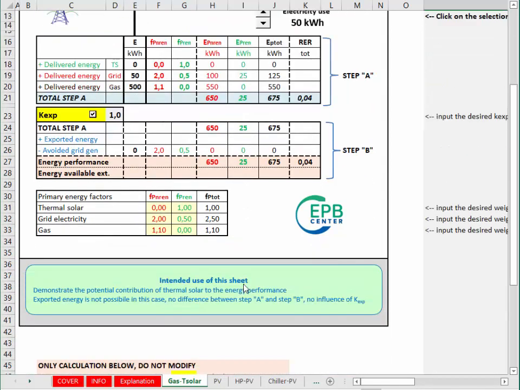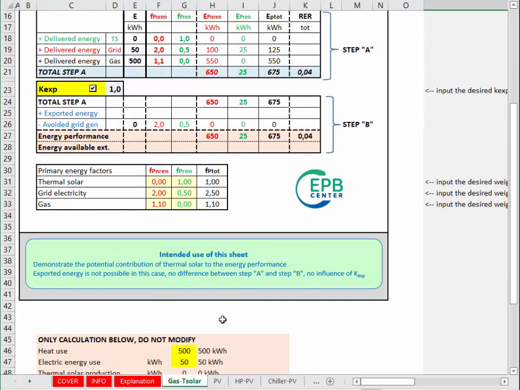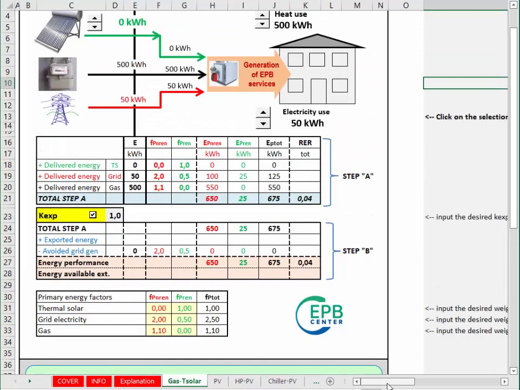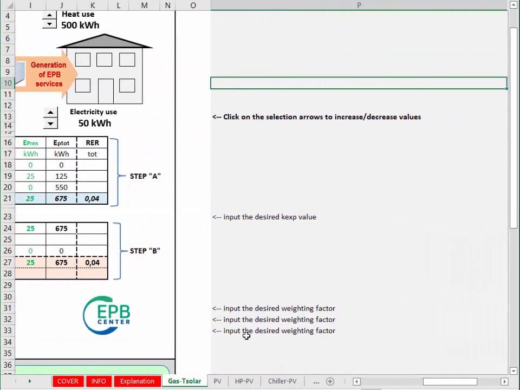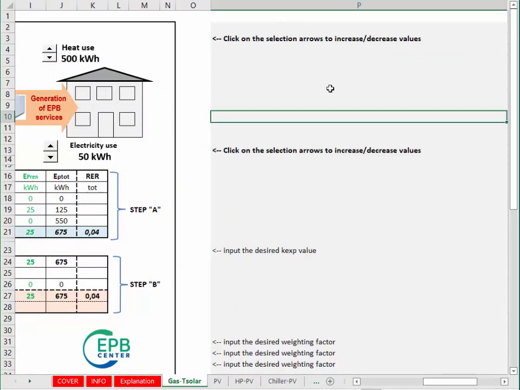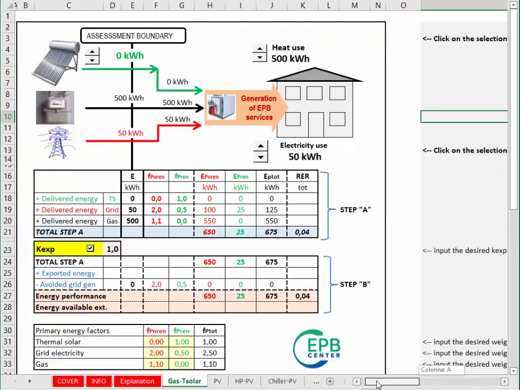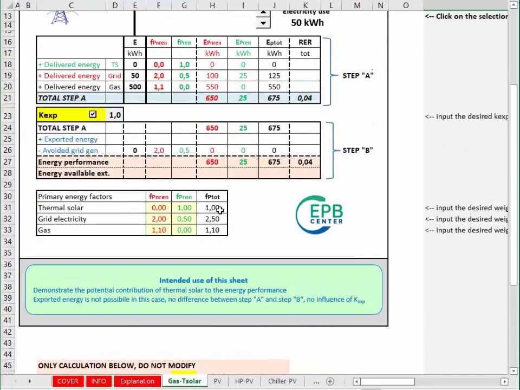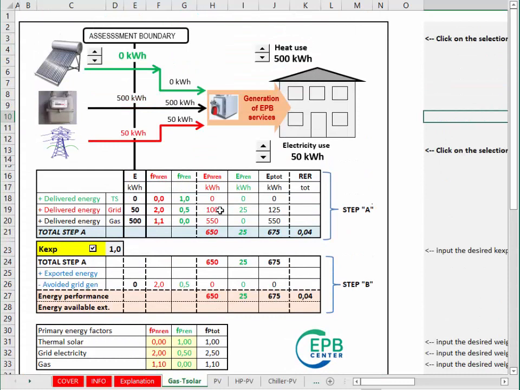On all this sheet, you will find additional information such as the intended use of this sheet, and on the right there are also additional explanations on what you can do by acting on the selection arrows. The area below the sheet is just the input data for the controls and the calculation of the value to be displayed, so nothing to be touched.